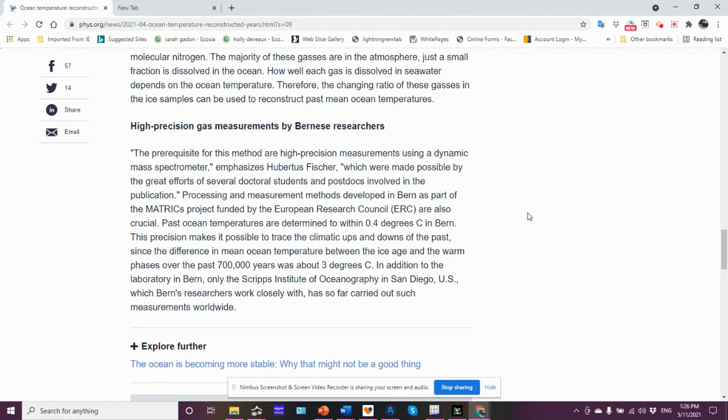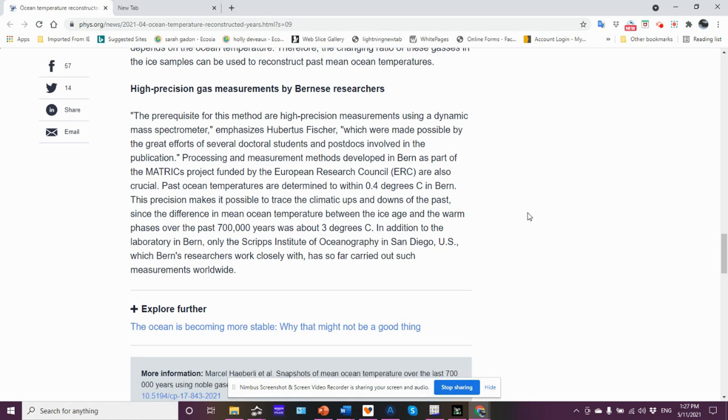The prerequisite for this method is high precision measurements using a very accurate machine. And the mass spectrometer, whose photo I showed you earlier, is the very machine that they used to do this. There are a whole bunch of people involved with that. Past ocean temperatures are determined to within 0.4 degrees C in Bern. So that's basically the level of accuracy.